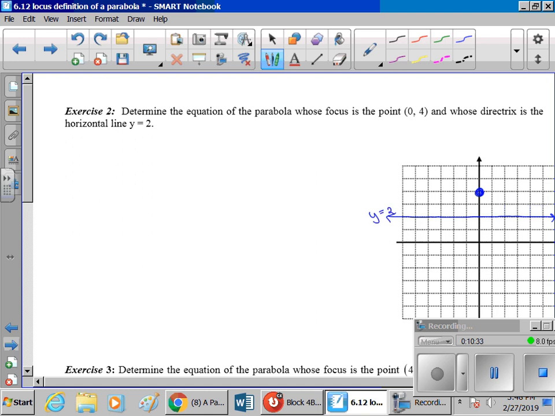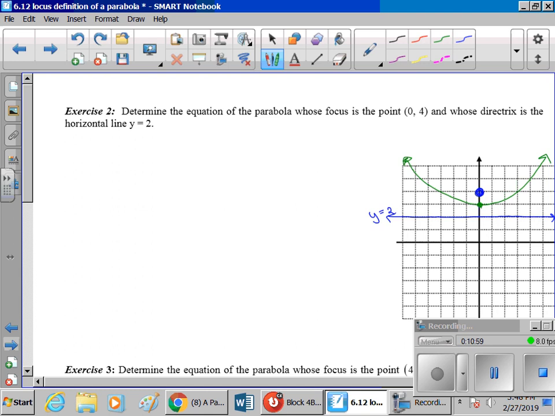So first of all, just to be able to graph the curve, I know that my turning point has to sit halfway between the focus and the directrix. So I know that this point right here, which is the point (0, 3), has to be my vertex. And because it's really close to my focus, I know it's probably going to be a little bit wider. So it's going to look something like this.